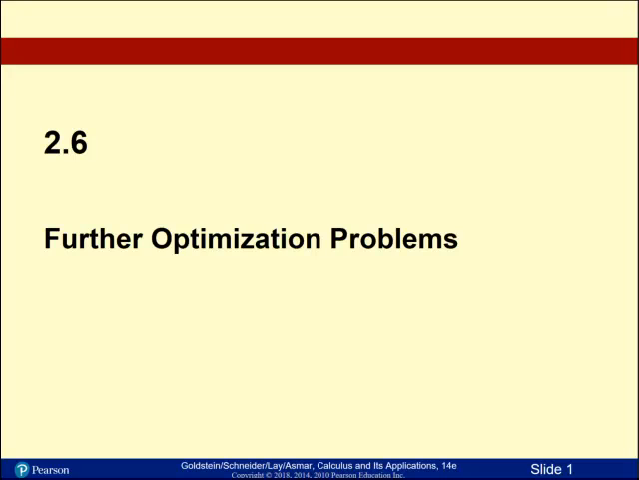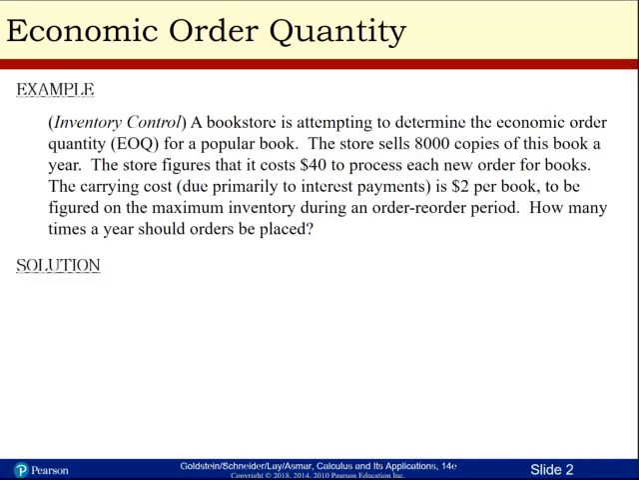So we're going to be looking at some more examples of optimization. We're going to still do our same procedures, just a few more problems. Our first example is on an economic order quantity. We're looking at inventory control.